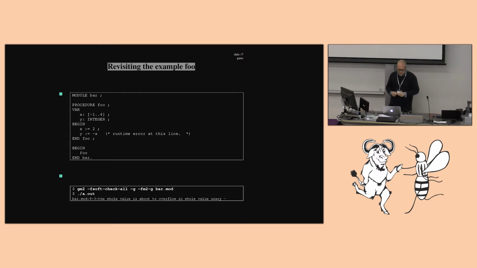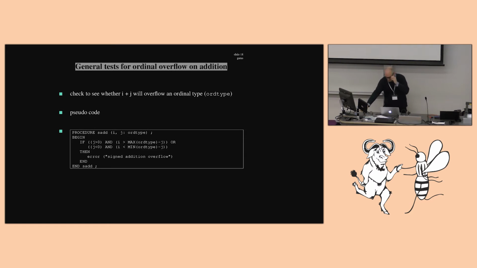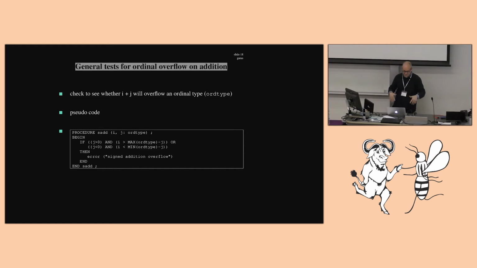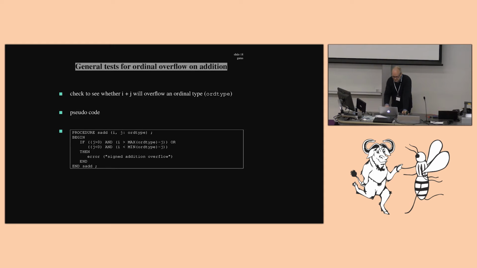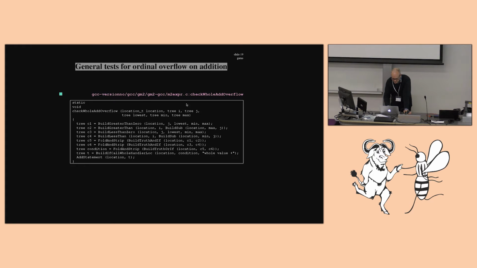Yeah. So that's how we handle negate, and now we can extend that to look at add, subtract and multiply. Again, they're not that difficult to do. You're looking for whether i is less than 0 or greater than 0, and whether there is room enough to do the increment without overflowing either the bottom or the top of the subrange. So that's pseudocode, and here's the real code.